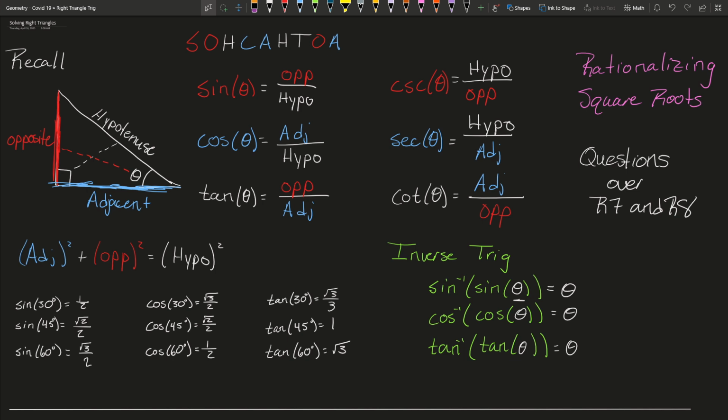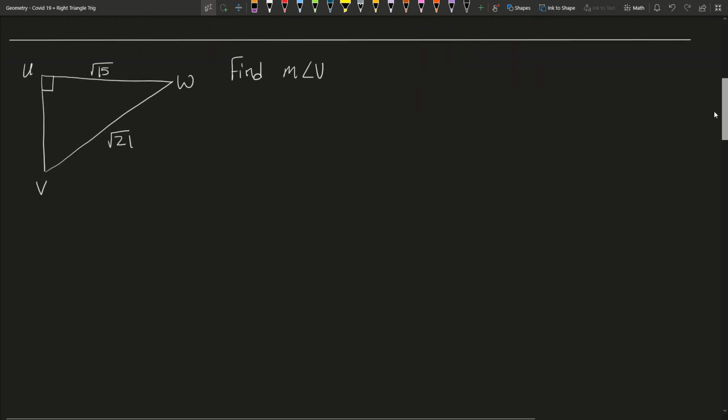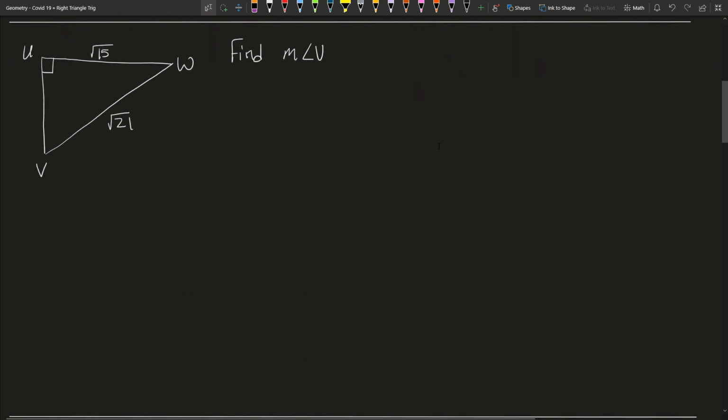All right. So now what I want to do is start to put all this stuff together. I have a couple of examples that I want to do, and then I'll let you guys get to work. These are directly from the homework. In this example, we have this triangle UWV with side lengths root 15 and root 21, and we want to find the measure of angle V.